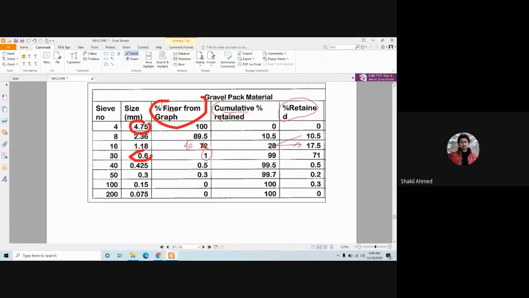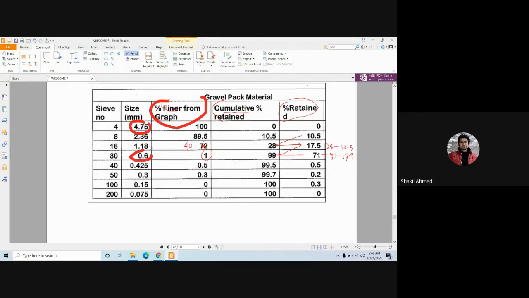28 minus 10.5. This value is 99 minus 71. Let me write it. 91 minus 17.5, approximately. And this value is 28 minus 10.5. Are you following me, guys? Yes, sir. Now, you know that in which sieve, how much percentage is retained.